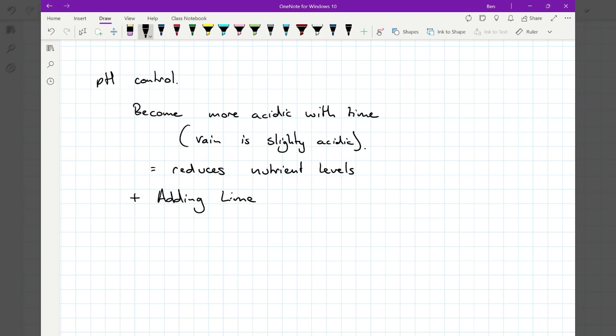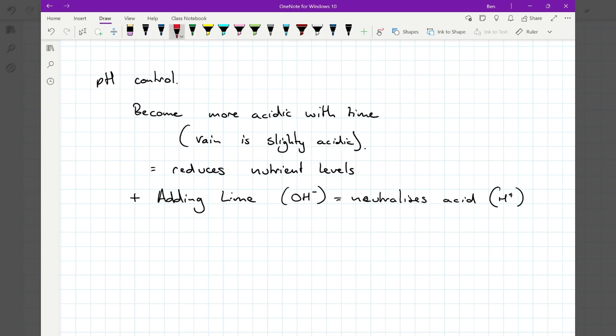Okay, and lime is full of OH minus ions, and this neutralizes acid, which is our H plus ions. And that increases the pH closer to neutral, making sure that nutrients are not being leached out too fast and they are adequately available.